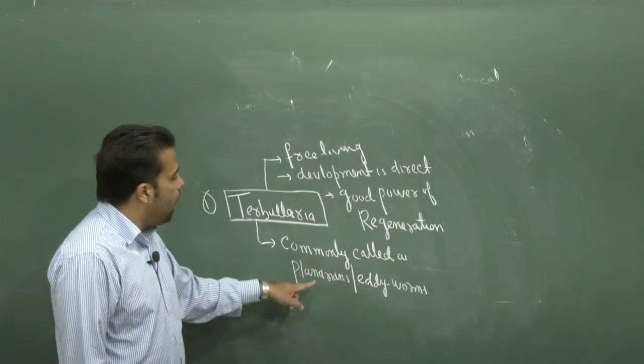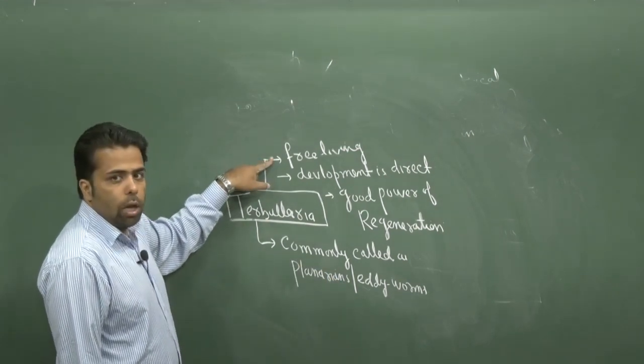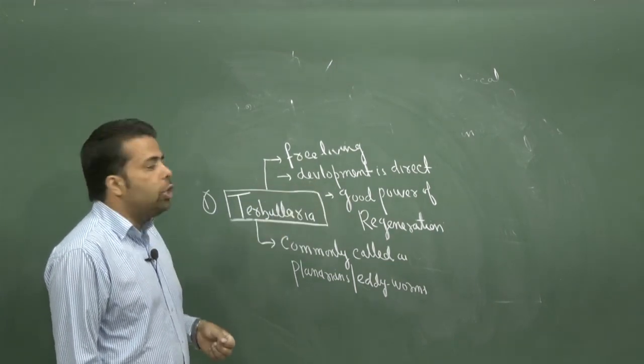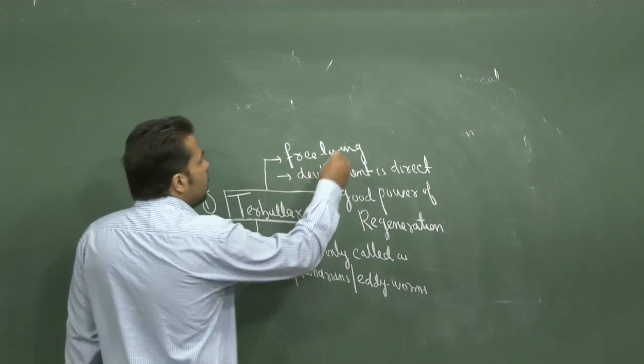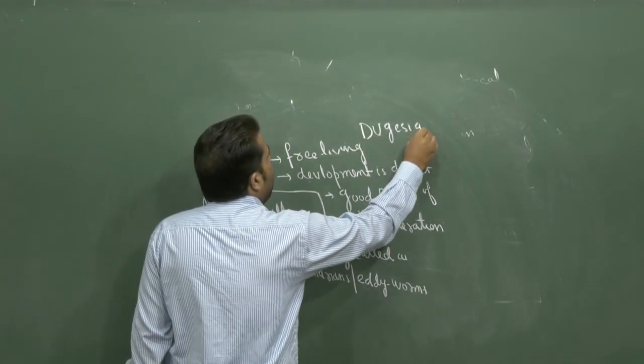They are commonly called planarians or eddyworms. They are free living. They are not parasites. Their development is direct. They have good power of regeneration. And the best example is Dugesia, commonly called Planaria.